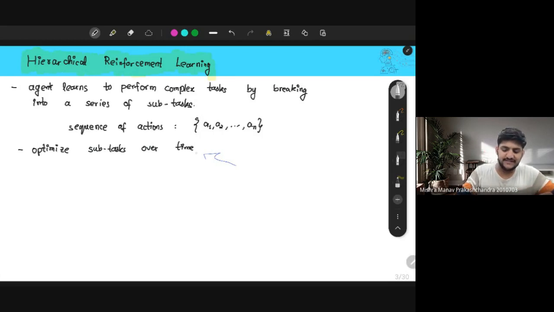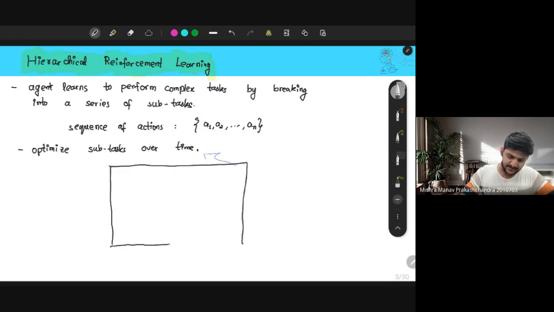Okay, so this is important, and the reason is that if I have a very complex task, there might be situations when the rewards that the agent gets would be very, very sparse. Okay, let me give an example. Let's say I have a particular grid world. Okay, so this is a grid world I have.